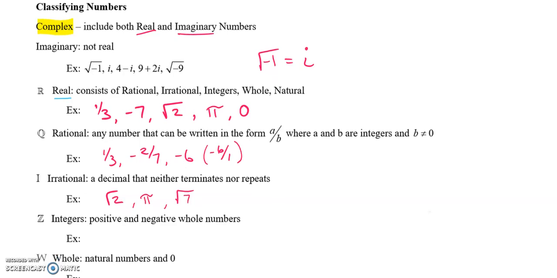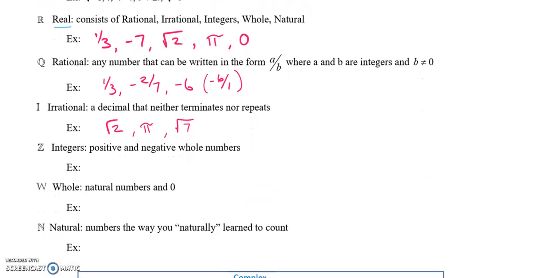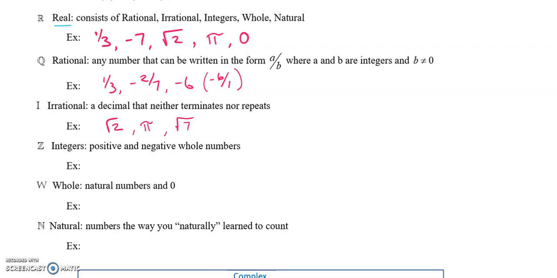Integers, that's the set Z. Integers are positive and negative whole numbers. -3, 7, -21, 0, 8, numbers like that. But they're both positive and negative. Whole numbers are the natural numbers plus 0. So 0, 1, 2, 3, 4, and so on. No negatives in whole numbers.